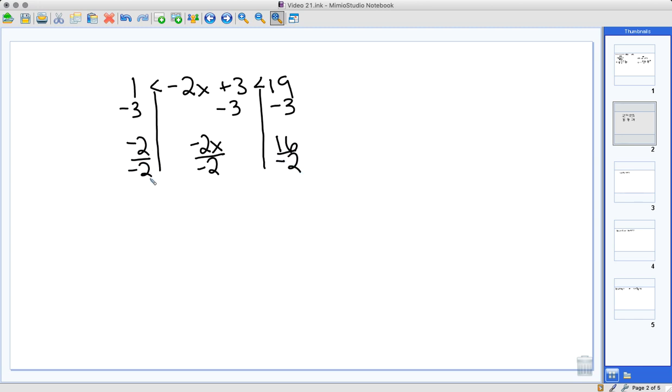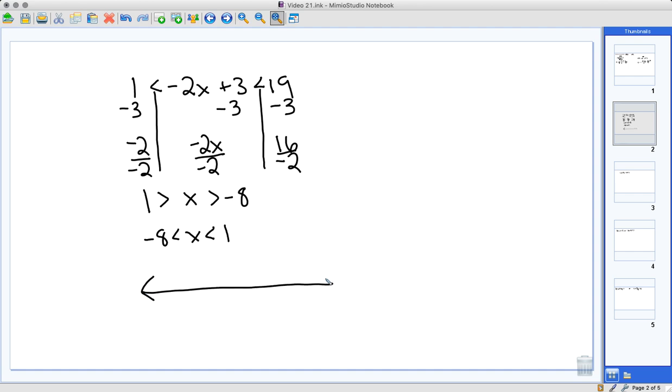-2 divided by -2 is 1. I divided by a negative, remember, so that means I flip my sign. Then I have an x in the middle. Flip that sign as well. 16 divided by -2 is -8. This actually looks funny, because -8 is normally the smaller number. So we're actually going to flip this around and make it look like it would on a number line.